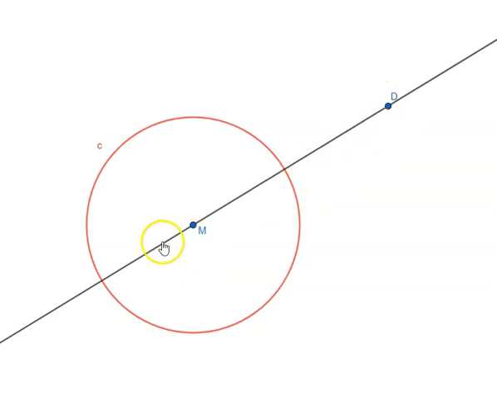So here we have a line passing through M and D. Let's mark this point of intersection as A, and let's join these two points A and D so that I can hide the line. So AD is a line which passes through the diameter.